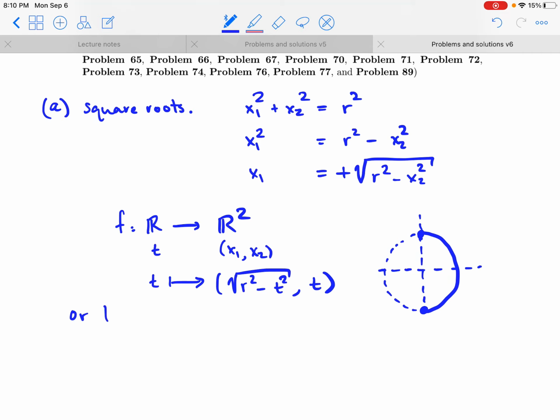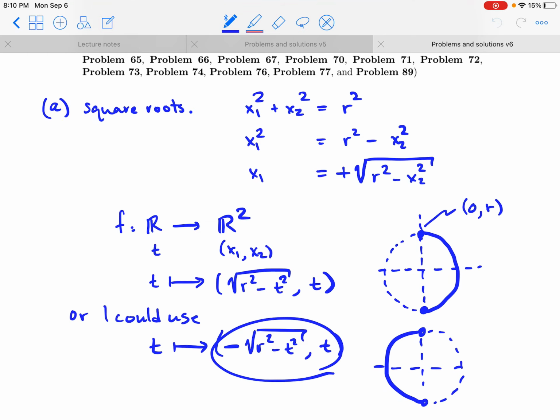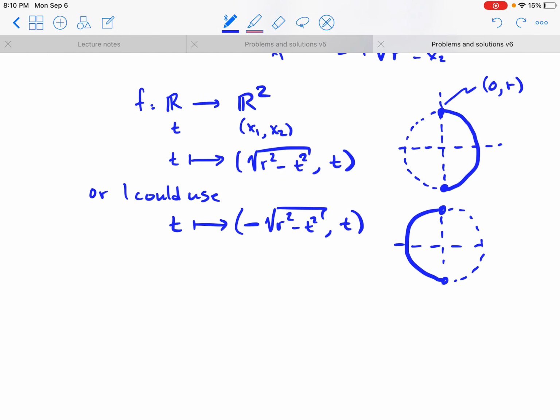Okay. Or I could use the map t goes to minus the square root of r squared minus t squared, comma t. And that would give me the left half of this circle. Let's say this is the point 0, comma r, because this is a radius r circle. And now I'm missing the right half. That's this map here.